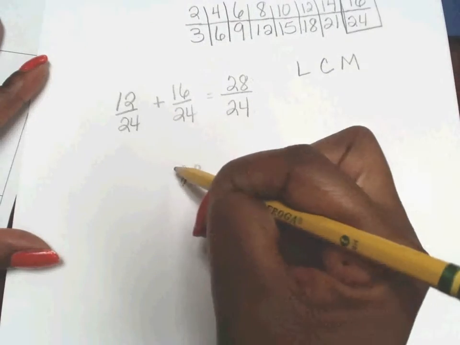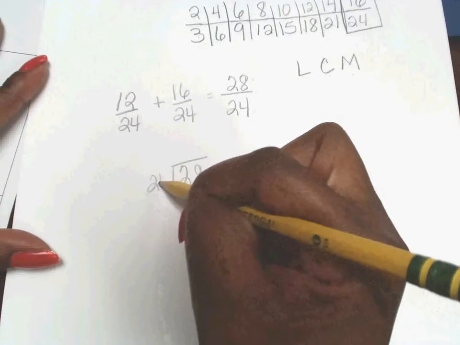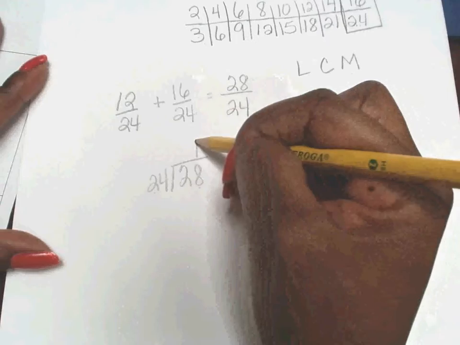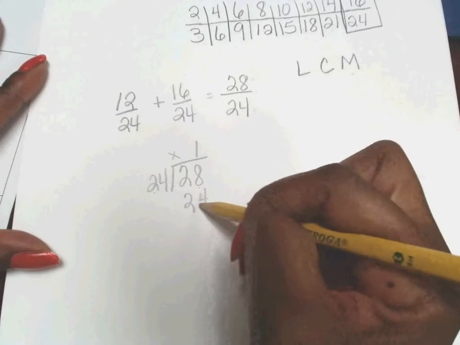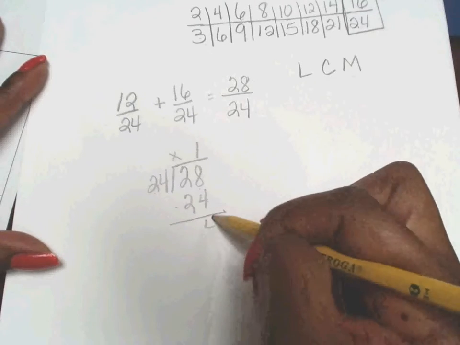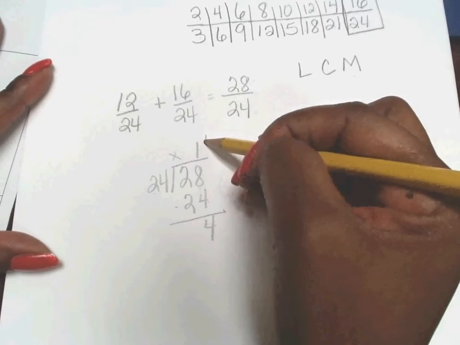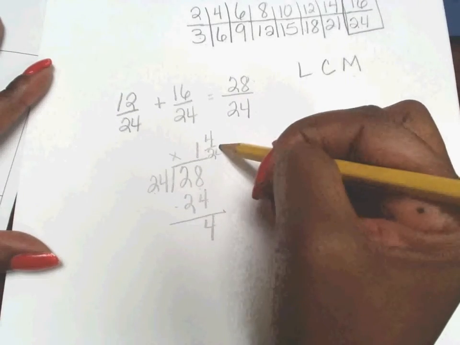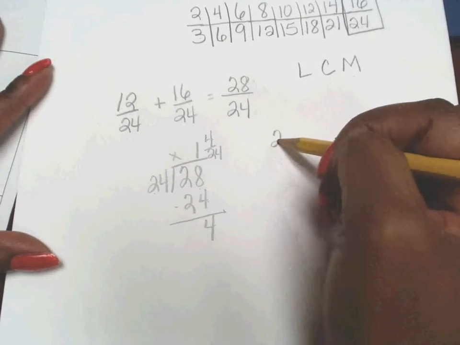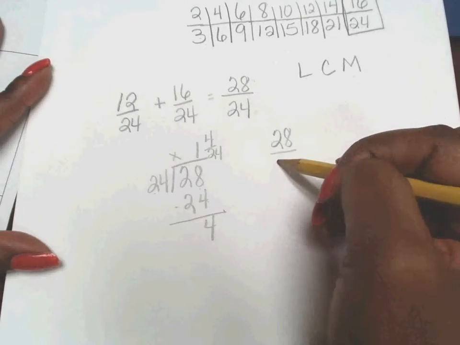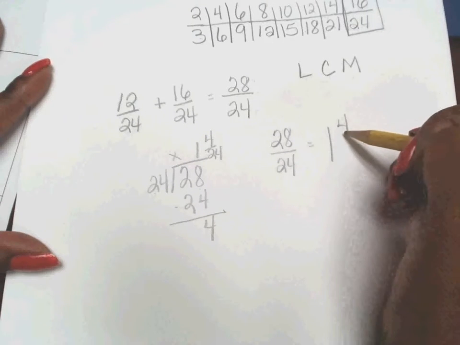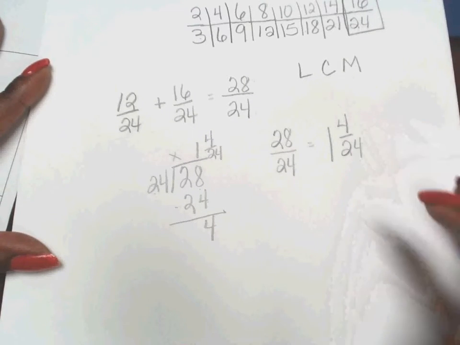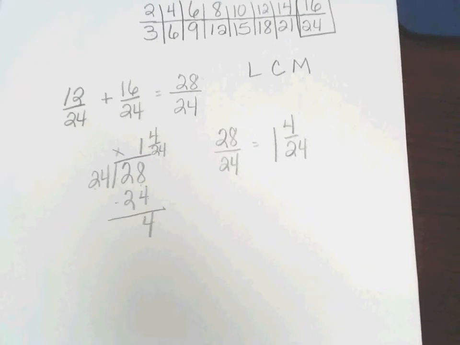So you can take your 28 divided by 24. 24 goes into 28 one time. 1 times 24 is 24. 28 take away 24 is 4, and that would be your 4 over 24, okay? So 28 24ths equals 1 and 4 over 24. Okay? That was pretty good.